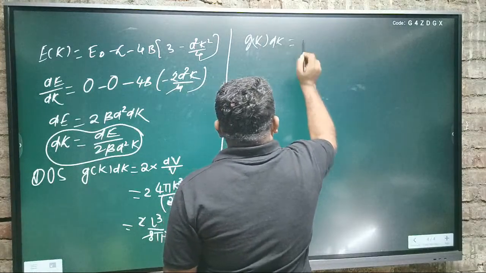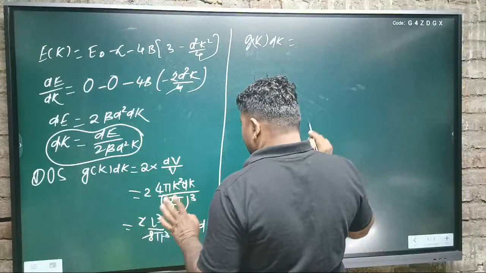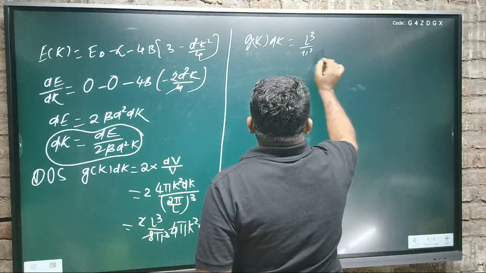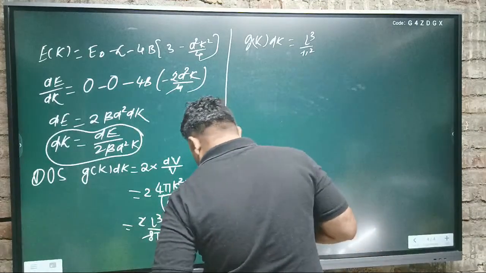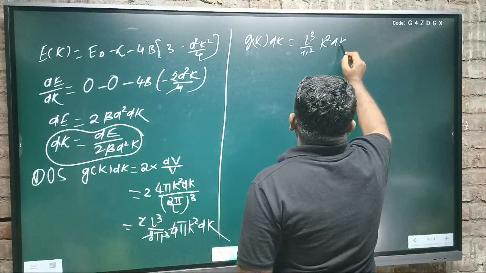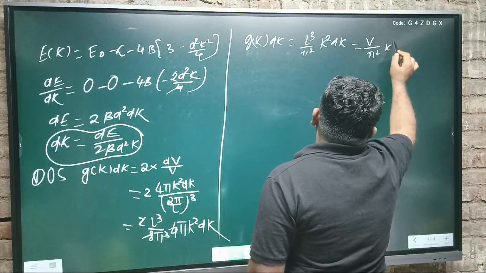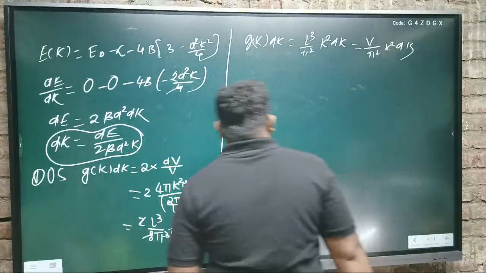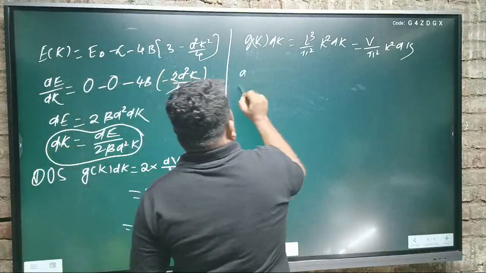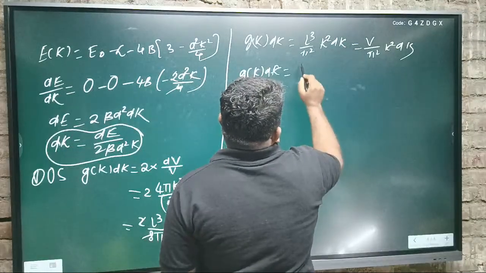is equal to how much? g of k dk is equal to 4 to 8, 8 gets cancelled. L³ upon 1 π gets cancelled, means L³ upon π² into k² dk. Or we can take L³ is nothing but V. So g(k) dk is equal to V upon π² k² dk. What is the value of dk?